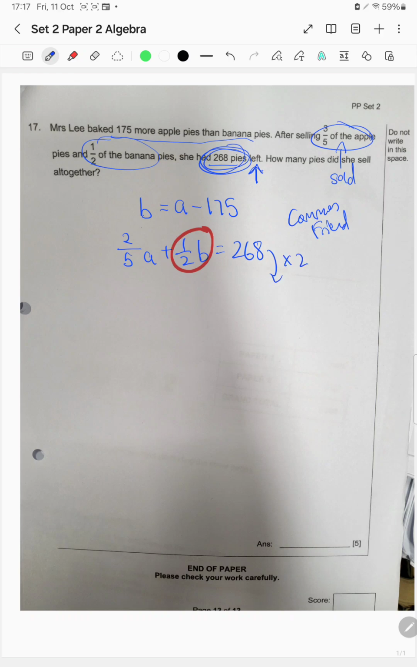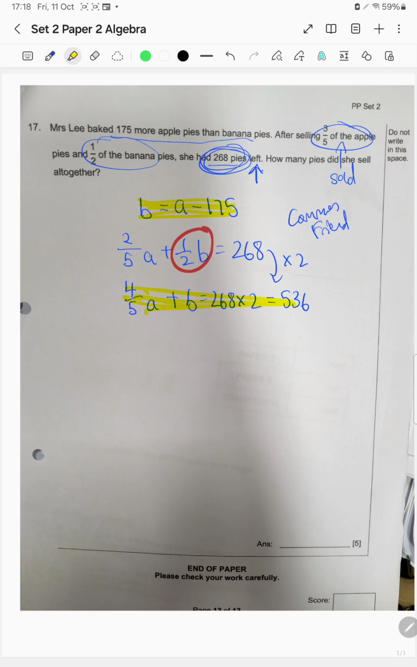So if times 2, 2 times 2/5 will be 4/5. A plus B equals 268 times 2. Now 268 times 2 will give you 536. Got it? So now I have two equations. One is this, and the other one is this. Now, do you see the common friend? Do you see the common friend? Okay, good. Yes, B is actually the one that is common.